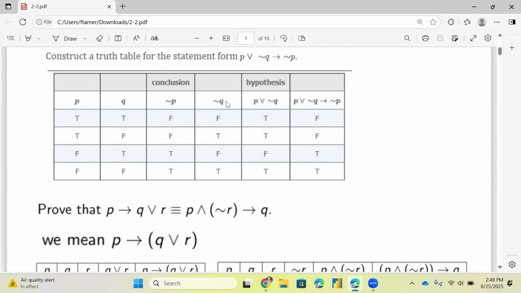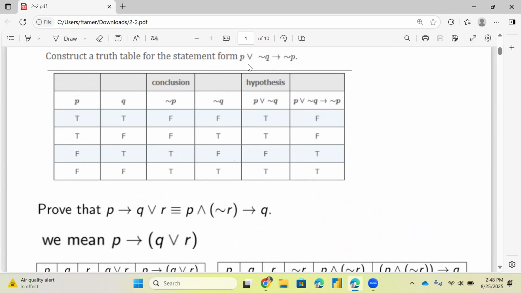So the OR only becomes false whenever both of the variables are false. In this case, the third line is the only time that we're going to get a false after this OR statement. So for this P or not Q, we will get true, true, false, true.